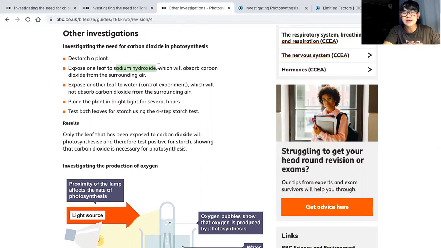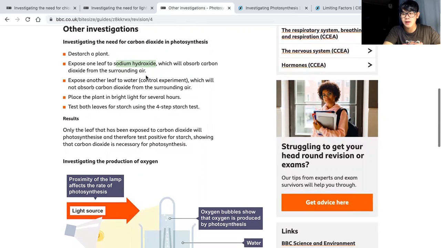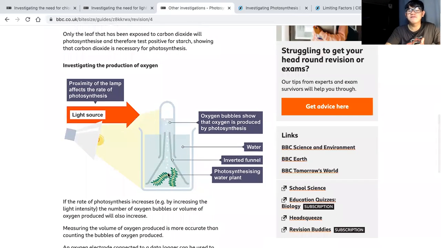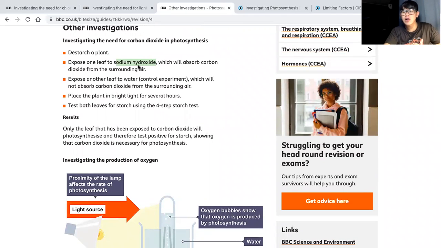Now if you see here, what the sodium hydroxide will do, they will actually absorb the carbon dioxide from the surrounding air. So whenever you come across leaf plants, ada sodium hydroxide, it could either be potassium hydroxide or lithium hydroxide. So anything yang hydroxide, functionnya absorbing carbon dioxide. So which means no carbon dioxide for plants, because it has been absorbed by the sodium hydroxide.